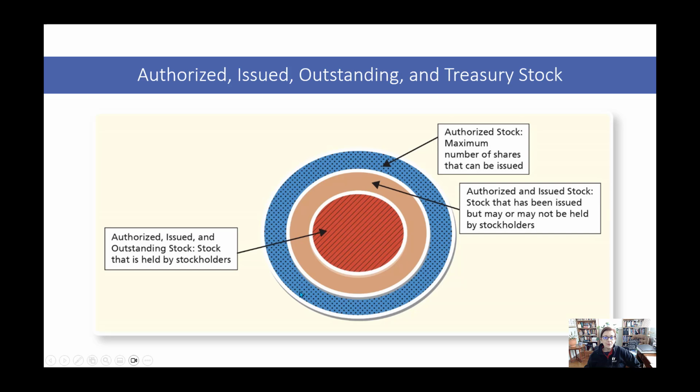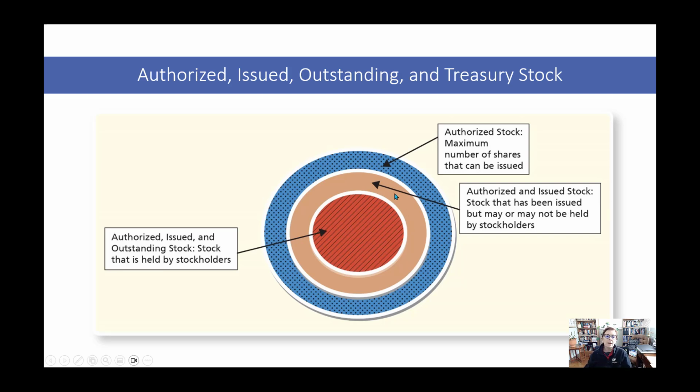Now, there are three different numbers when it comes to shares of stock: authorized, issued, and outstanding. And treasury stock is involved here. So the biggest number here, this outside ring, is the number of shares of stock that has been authorized. So that is the total number of shares that a company can issue at any time. The total number of shares that they're allowed to issue.